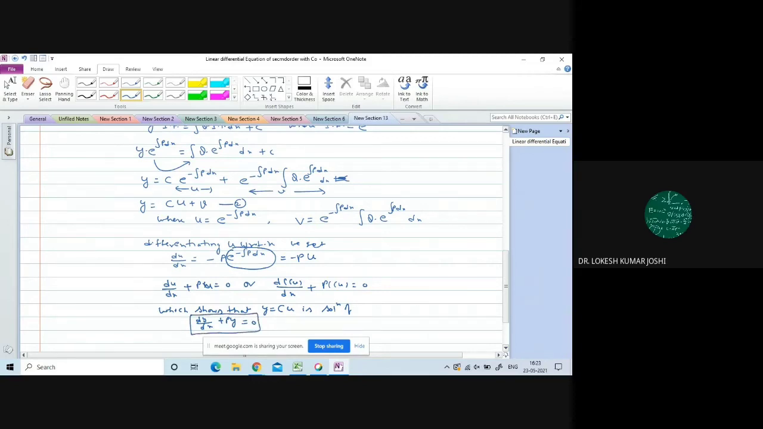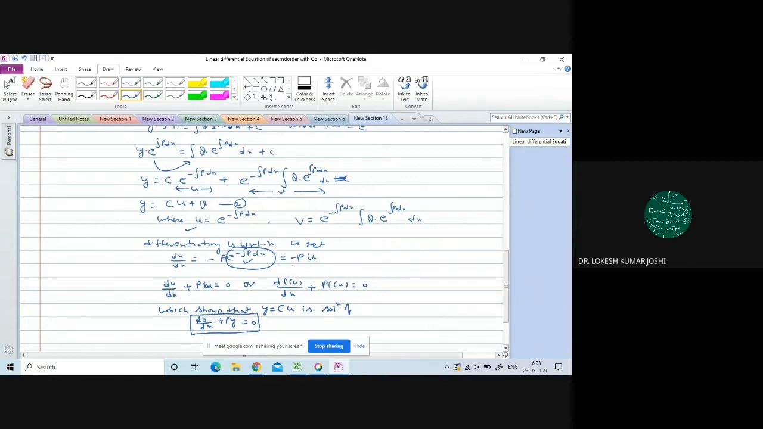Shows that y equals cu is a solution of dy/dx plus py equals 0. Once again, we can see it. What I did was take u equals e to the power minus integral p dx and differentiate this u with respect to x. If I differentiate it with respect to x, I get du/dx equals minus p e to the power minus integral p dx. This is itself u, therefore I just replace this term with u, so it is minus pu.